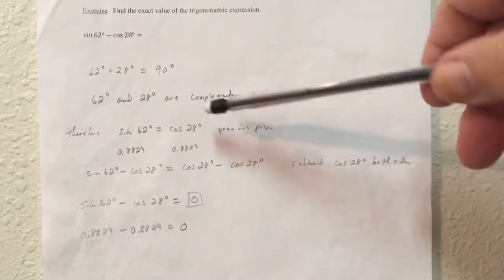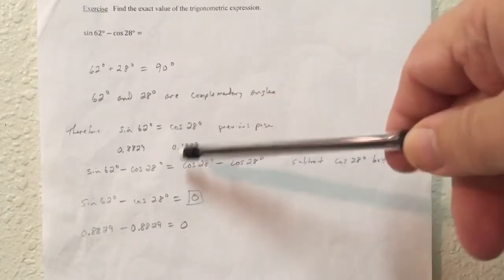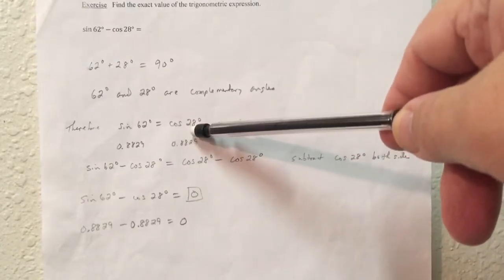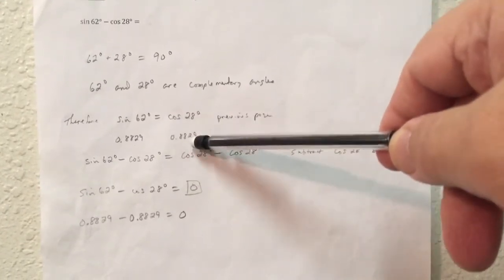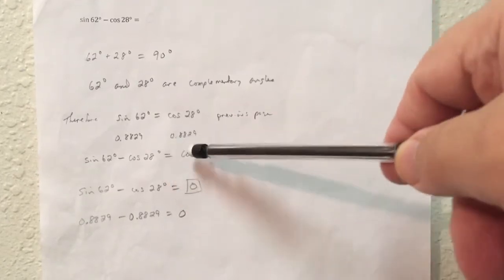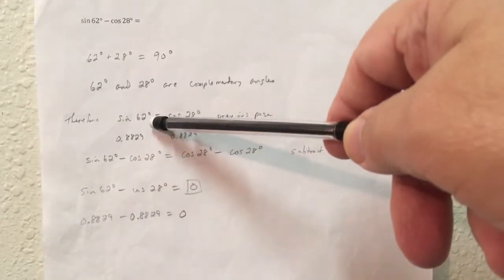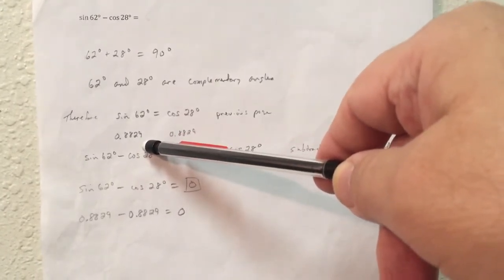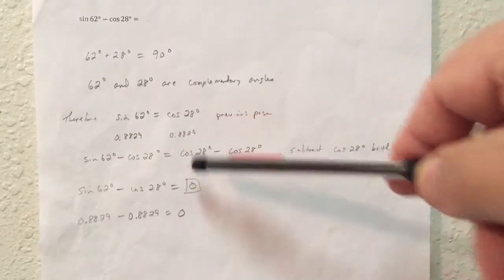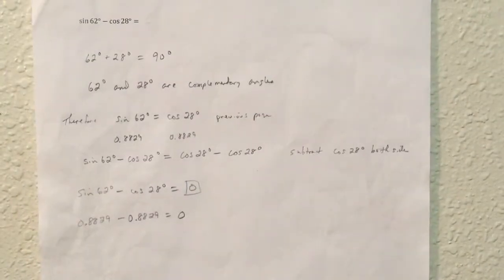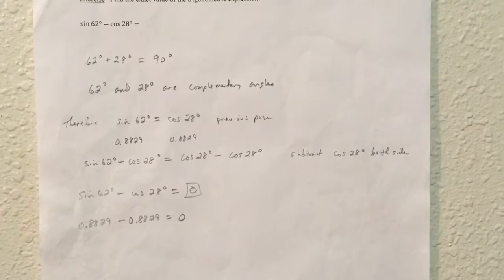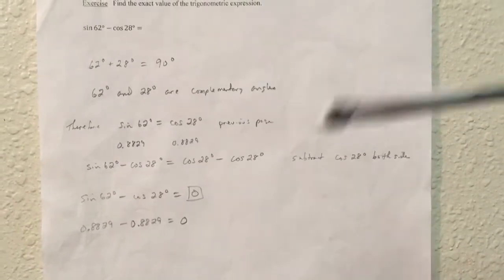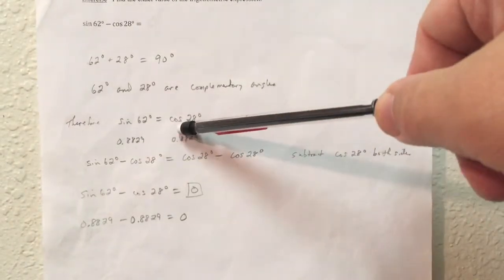Well, from the previous page, since these are complementary angles, the sine of 62 degrees has to equal the cosine of 28 degrees. And you can verify that with your calculator. Make sure it's in degree mode. The sine of 62 degrees to 4 decimal places is equal to 0.8829, which is the same for cosine. So it is indeed true that sine of 62 degrees is equal to cosine of 28 degrees. So these two are equal.